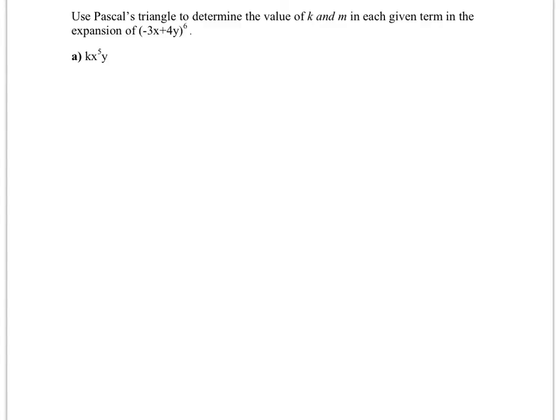In this video, I'm going to go through a couple of examples using Pascal's triangle. The first question says, in the expansion of (-3x + 4y)^6, we have to determine the value of k if the term is kx^5 y. First of all, we know that we have to use Pascal's triangle. So I'm going to expand Pascal's triangle for 6 rows.